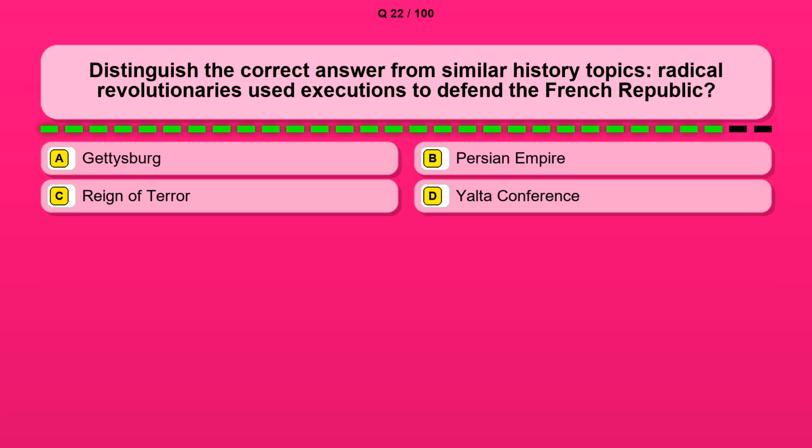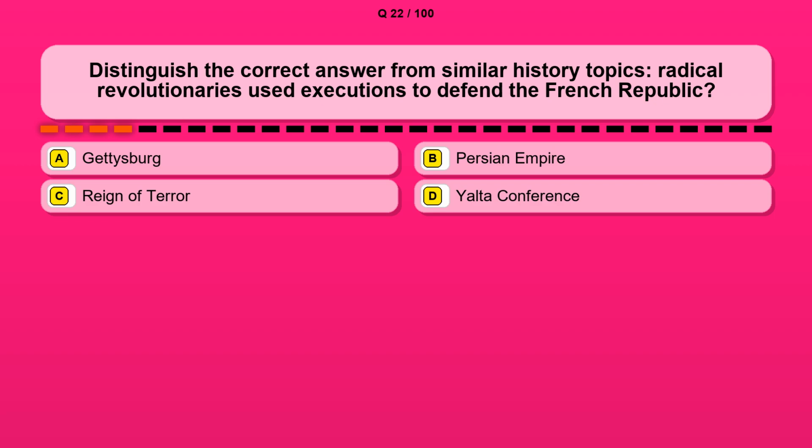Question 22. Distinguish the correct answer from similar history topics. Radical revolutionaries used executions to defend the French Republic. Option A, Gettysburg. Option B, Persian Empire. Option C, Reign of Terror. Option D, Yalta Conference.